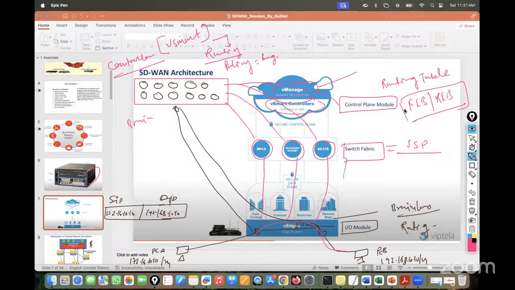You're only going to find the FIB and RIB in a normal router, but in SD-WAN you are not going to find it unless you have a CSR router or ASR router. On the vEdge, you're not going to find that.